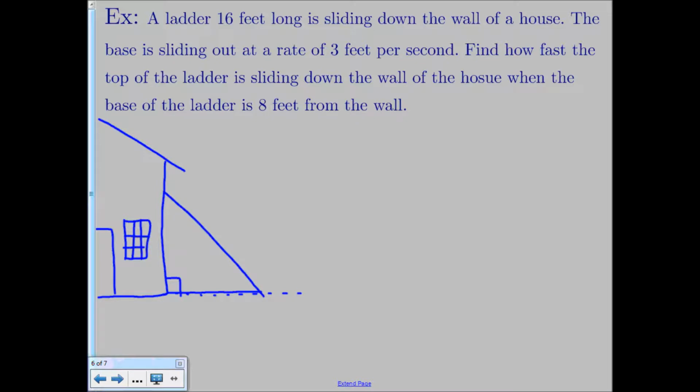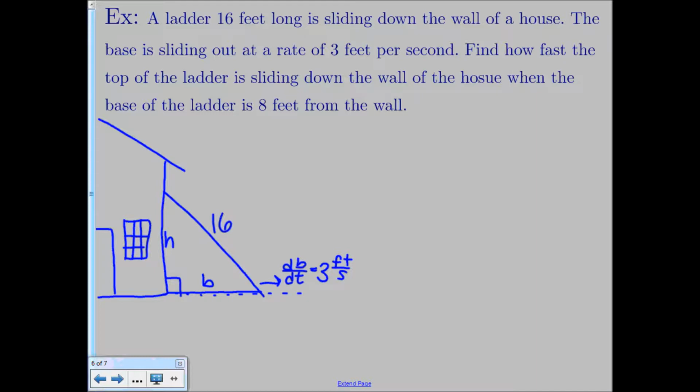So we know that the ladder is 16 feet long. So we can label the 16 as the hypotenuse, because that's where the ladder is. And the length of the ladder is not changing, so we can label the constant on our graph. So we know that the height is going to be over here, and this is the base. So we know that our base is sliding out at the rate of 3 feet per second. So we know that dB/dt is equal to 3 feet per second.